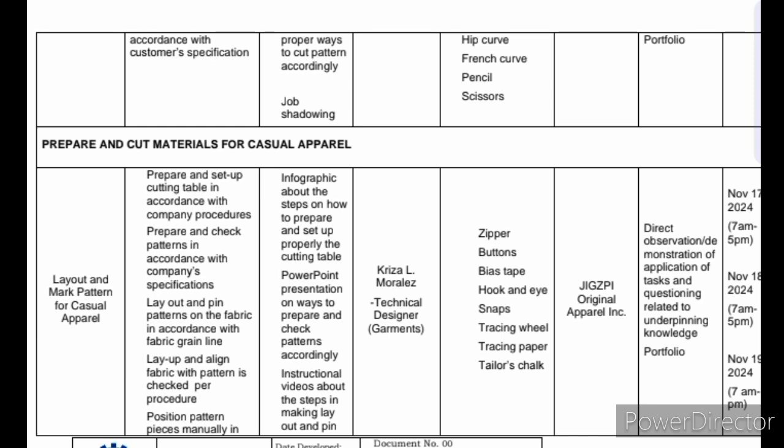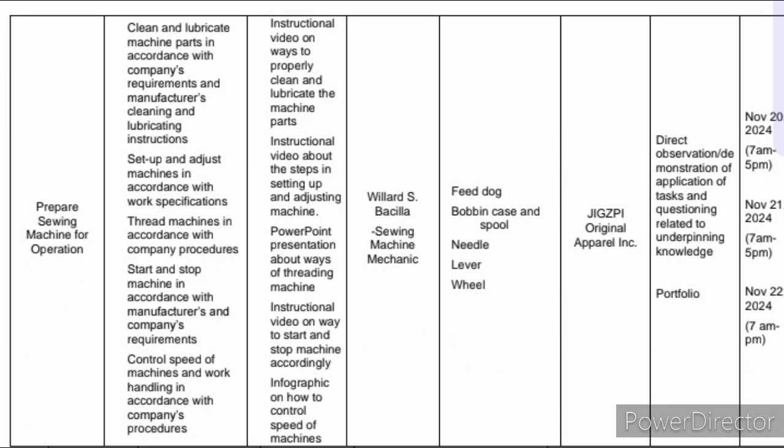So for this learning outcome, we can see there the training activities, the mode of training, the staff, the tools and equipment, the venue, the assessment method, and the date and time for this learning outcome. So for the third unit of competency, sew casual apparel, the first learning outcome is prepare sewing machine for operation. Again, we can see the same details for this learning outcome.